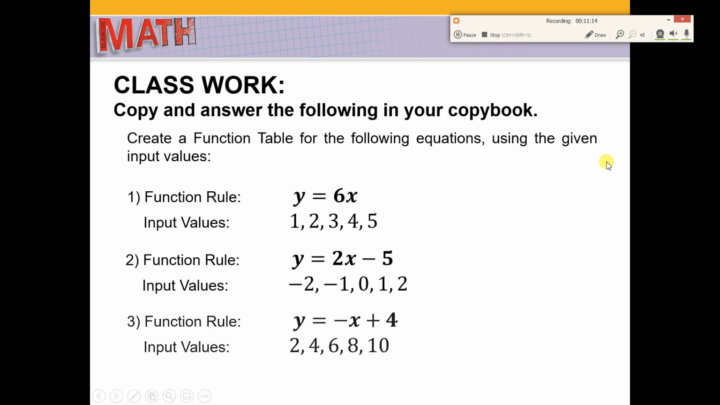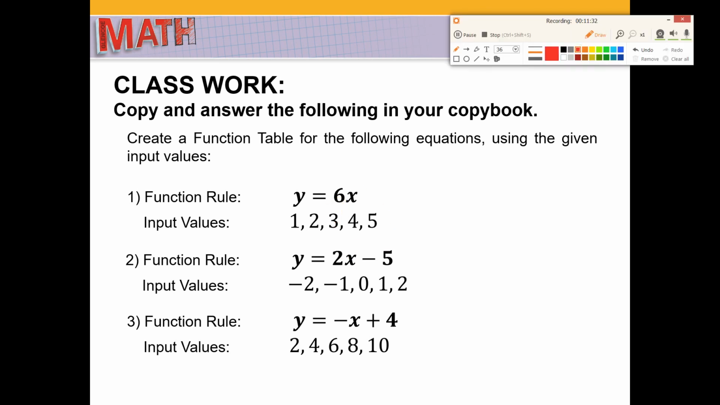Now I hope everyone has their copybooks with them, because now we will be doing the classwork. Copy and answer the following in your copybook. So you have to create a function table for the following equations using the given input values. Okay, so you can feel free to go back to the parts of the videos where there was an explanation on how you will create the function tables. And again, you have to substitute correctly and do the operations correctly, so you will get the output that is, of course, correct.